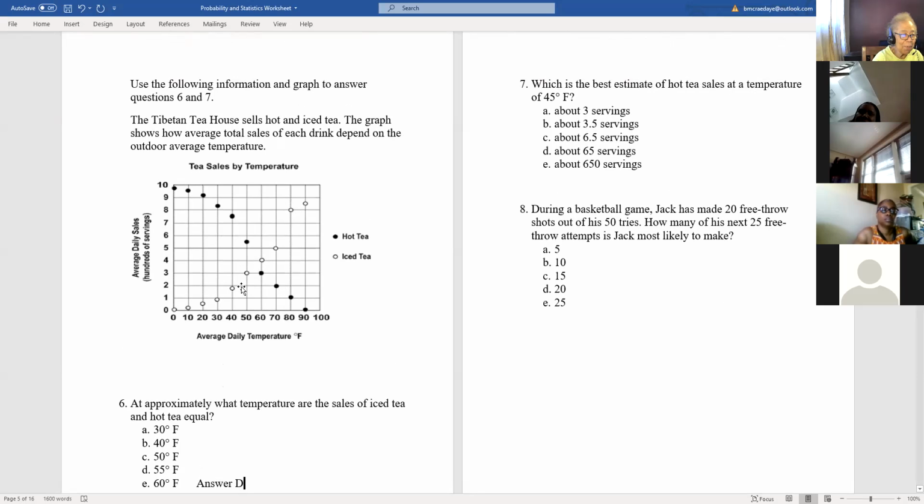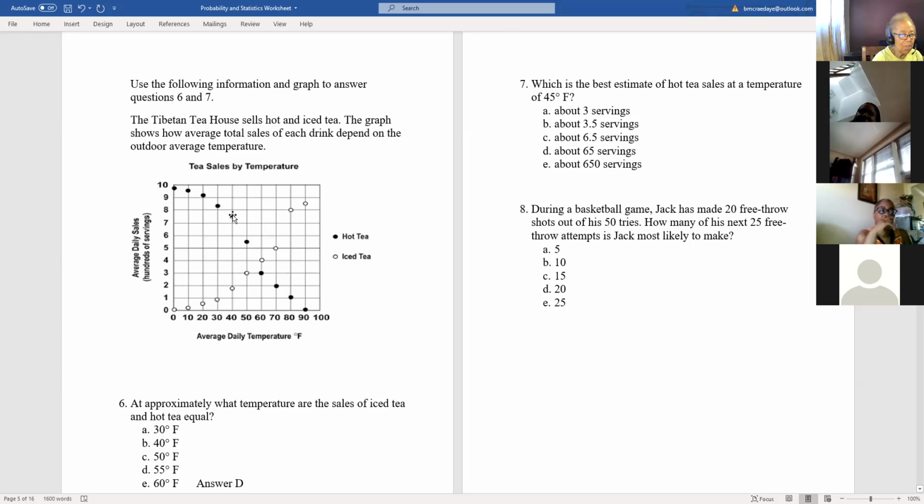Now, here's the temperature. 45 is right here, right? So what you want to do is look at the sales at 40, look at the sales at 50, and then just get an average. So what's the sales at 40? No, on the graph, Michelle, what's the sales at 40 degrees?